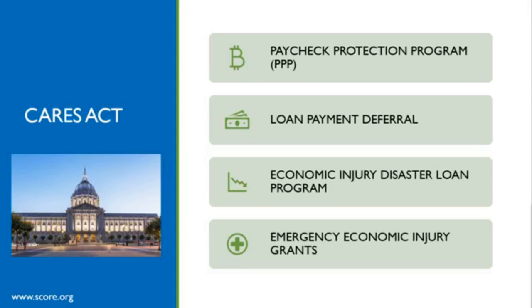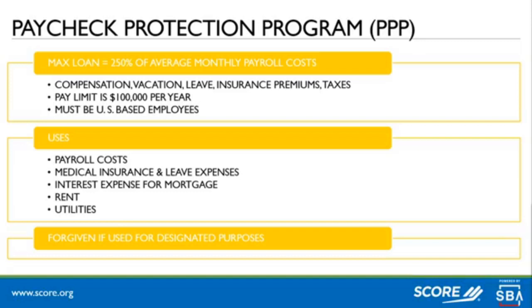We'll go to the next slide, and here we'll talk about the Paycheck Protection Program. Under this program, the maximum loan that a business can get is 250% of their average monthly payroll costs. So when you take a look at your compensation under payroll, you take the total compensation, any vacation accruals, any leave accruals, insurance premiums, and the taxes that you pay on those payroll items. That's the base number of a month that you use, and then you can apply for a loan that's 250% of that.